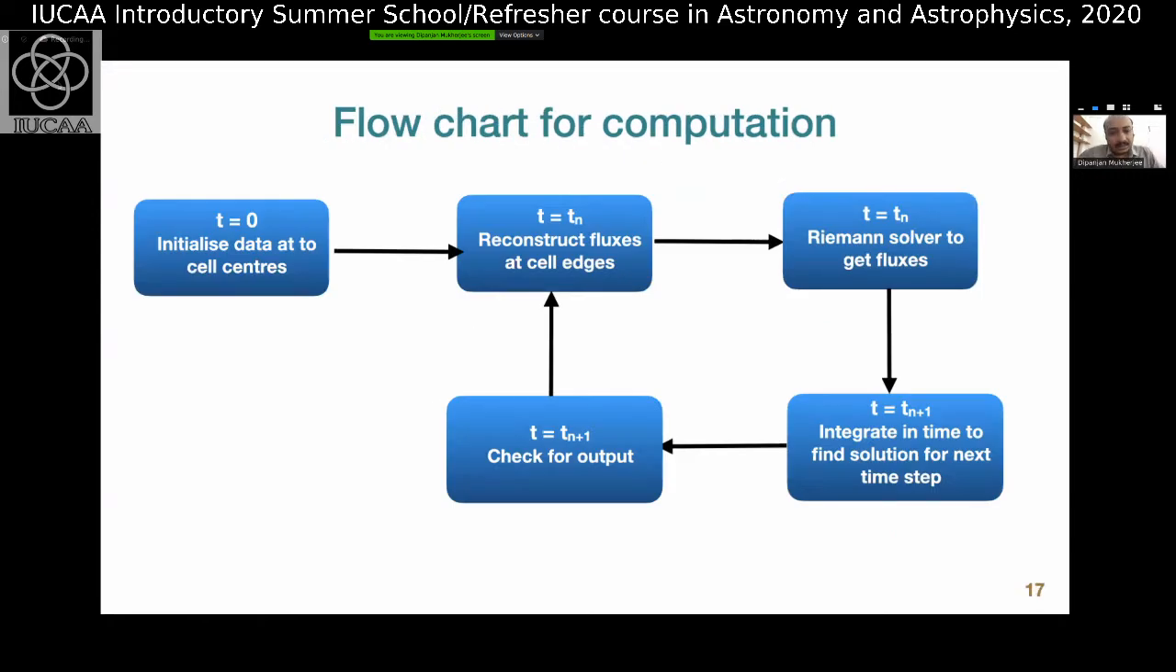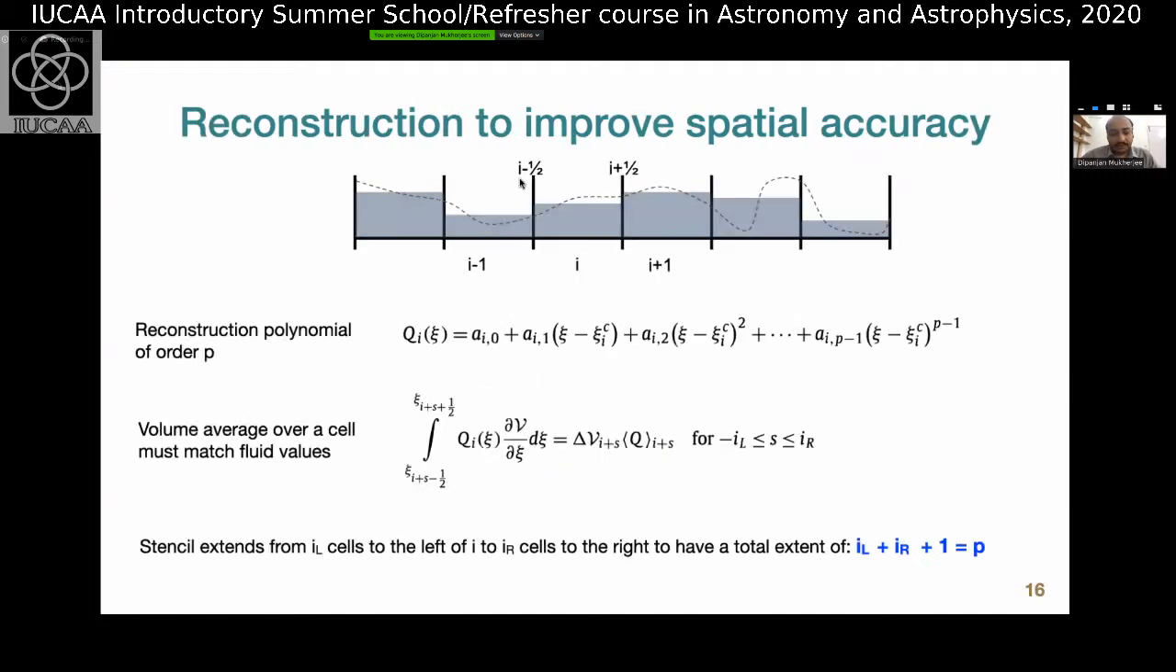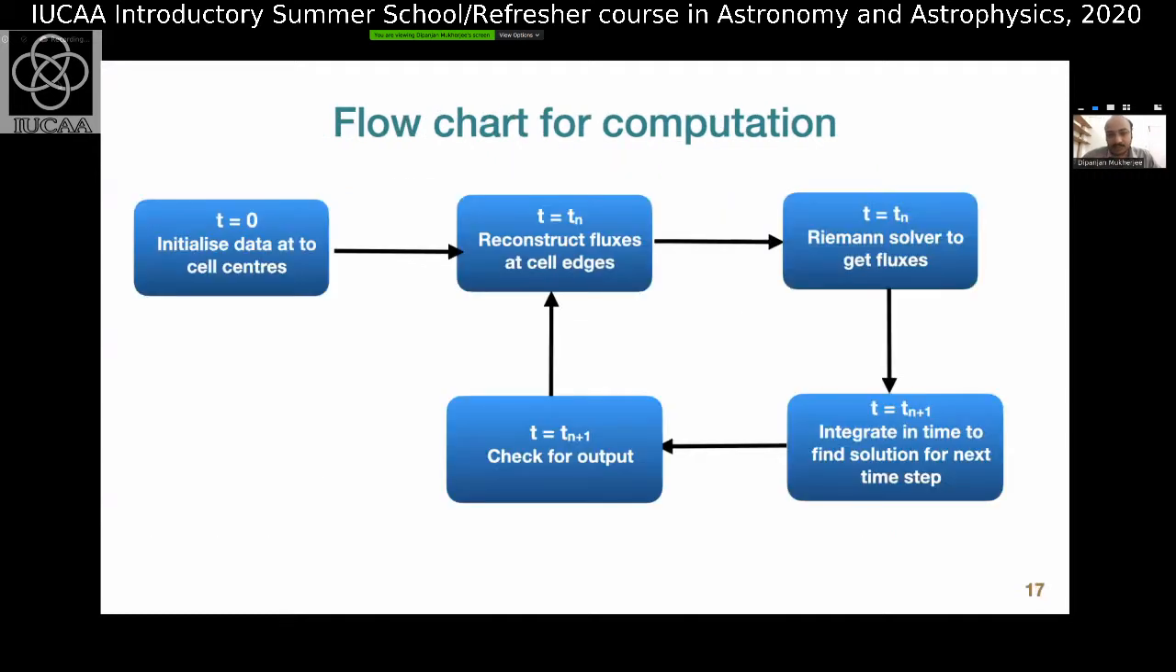So this is the standard flowchart. We initialize all the fluid simulations at different grid points at t equals 0. We find out the fluxes at the edges. So given a volume average quantity here, we interpolate the fluxes at the edges using this polynomial expansion. So that is the reconstruction step.